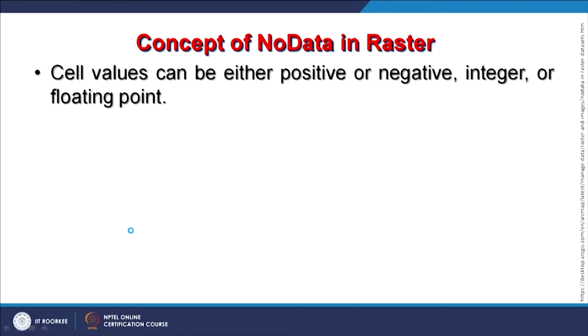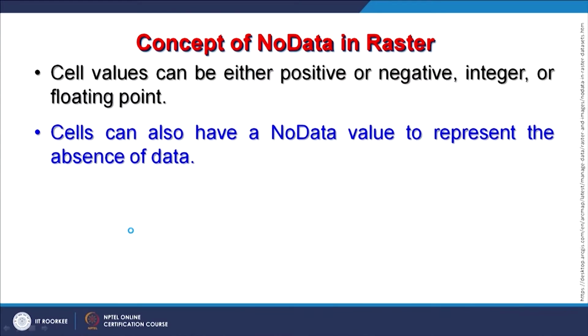Now these cell values, you know, can be positive or negative, and can also be integer or floating point, depending. If I am handling a satellite image, then pixel values will be only positive integers. But if I am handling a grid in GIS, then I may expect positive values, negative values, integers, or floating point or decimal values. And these cells can also have a NoData value if there is no data or absence of data.